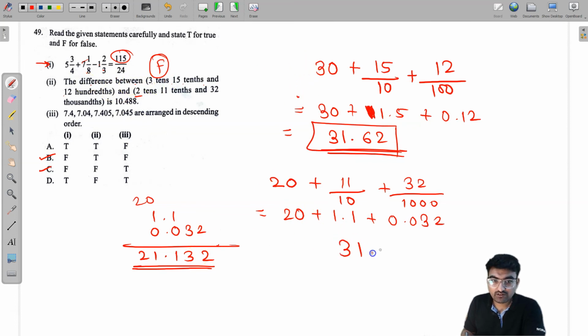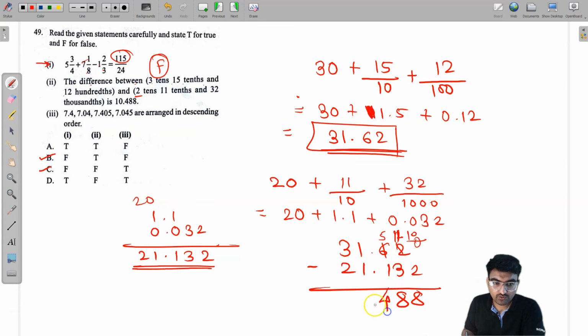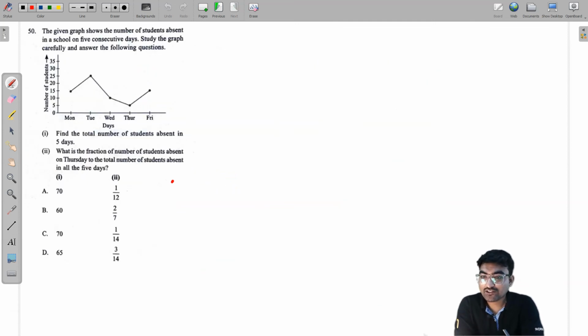So 31.62 minus 21.132. It will be 10 minus 8 is 2, 11 minus 3 will be 8, 6, this will be 5, 5 minus 1 is 4, then 31 minus 21 will be 10. So yes, the second part is true, right? That means option number B is correct. Got it? Last question, question number 50.